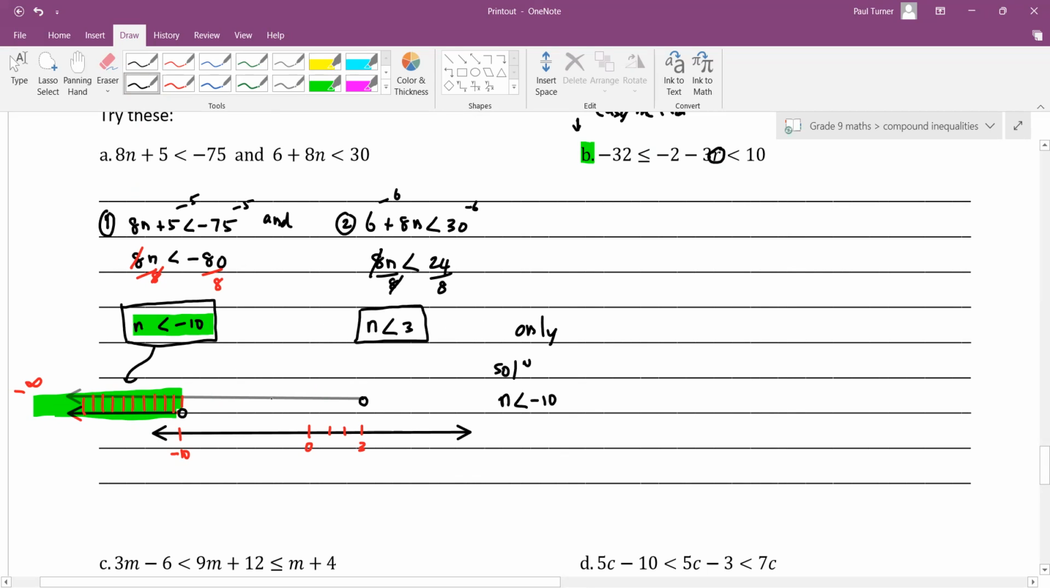Okay, so this one is true here along the gray line, and the first one is true here, but they have to both be true. So it's where they overlap. I'll write that down at the bottom so we have space. So n is less than negative 10, final answer. You'll get marks for this anyway, but your final answer comes from the overlap.